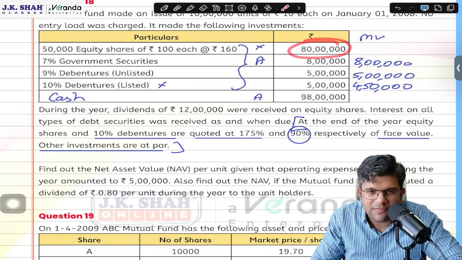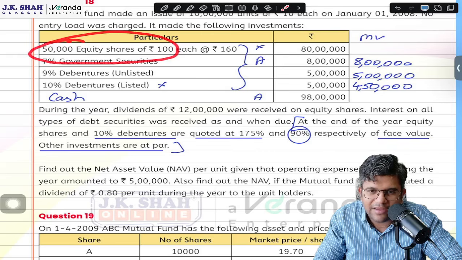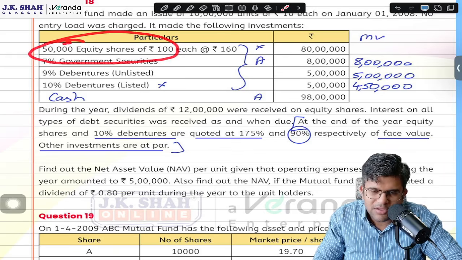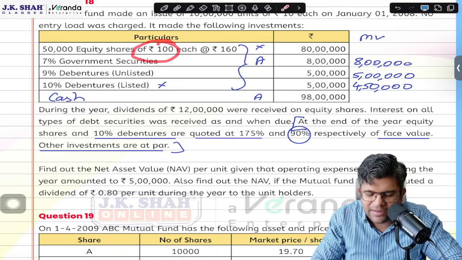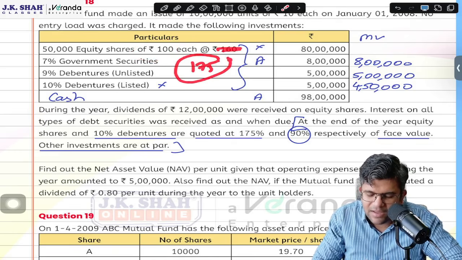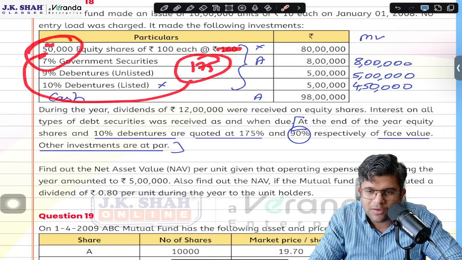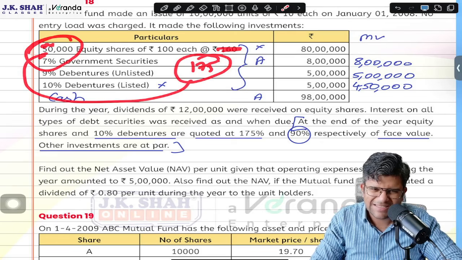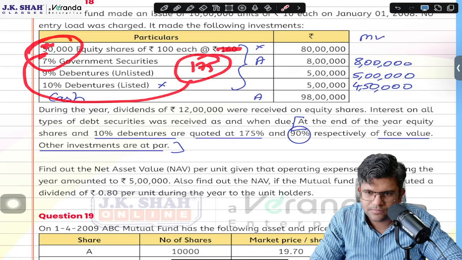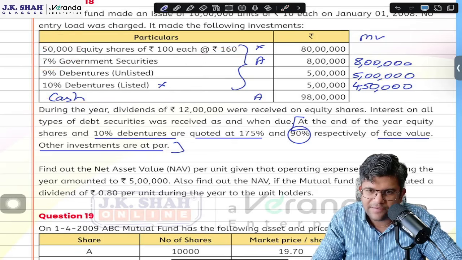Students, 80 lakh is not the face value. Face value is 50 lakh. Give me a Y. Are you understanding what I'm saying? Face value is 50 lakhs. Or you can say face value per share is 100. So 100, 175%. Can I say market value is 175? 175 into 50,000. How much is it coming to? 175 into 50,000. Please give me the number. Students, am I audible? Okay, 87 lakh 50,000.